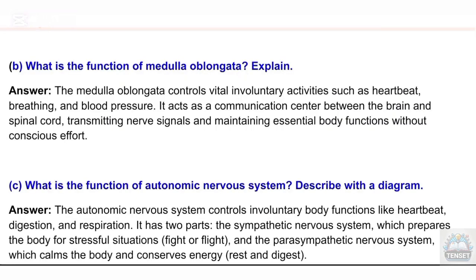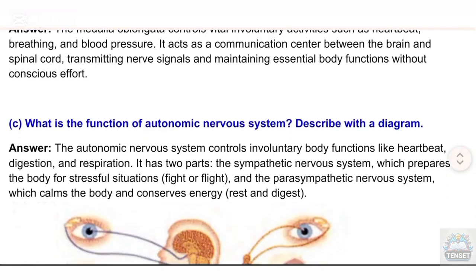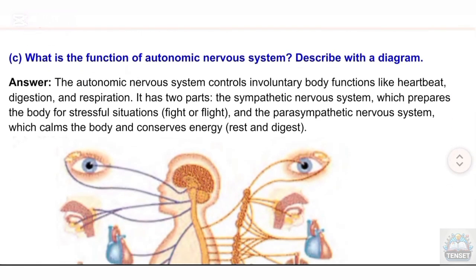B. What is the function of medulla oblongata? Explain. Answer. The medulla oblongata controls vital involuntary activities such as heartbeat, breathing, and blood pressure. It acts as a communication center between the brain and spinal cord, transmitting nerve signals and maintaining essential body functions without conscious effort.